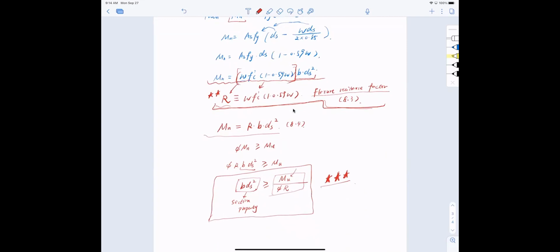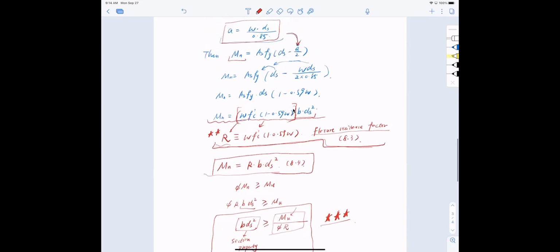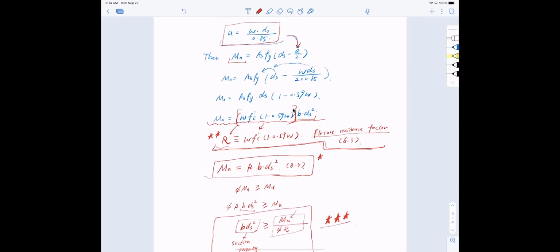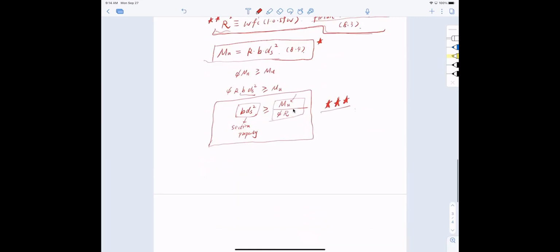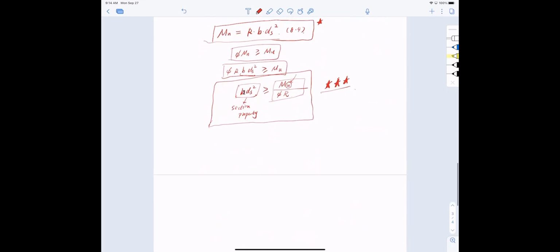All right, so now I have R, and eventually I convert my moment capacity equation to Mn equals R b d_s squared. Might as well put an emphasis on this, because this is also very important. At the end of the day, we end up with the equation that b d_s squared has to be greater than or equal to Mu over phi R. Be careful, this is Mu because we're using the design equation here. So you look at this equation and realize that this is basically our design rule, our design guide.